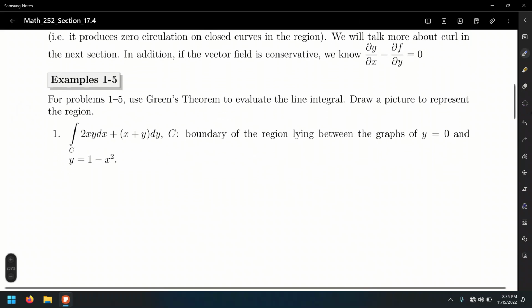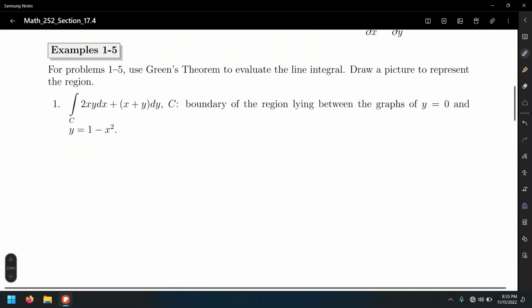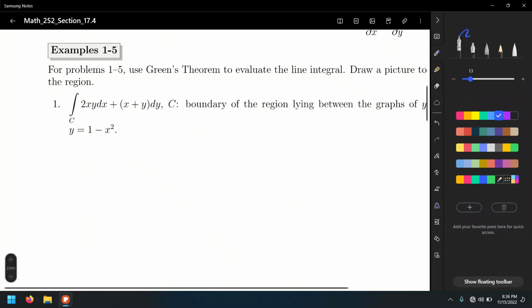In the meantime, for examples 1 through 5, let's use Green's theorem to evaluate the line integral. Draw a picture to represent the region. And again, number 1, if the region that they are giving us is not closed, we cannot use Green's theorem. Green's theorem, again, only works when our regions are closed, and we'll orient them in a counterclockwise direction. So number 1, let's have a look.